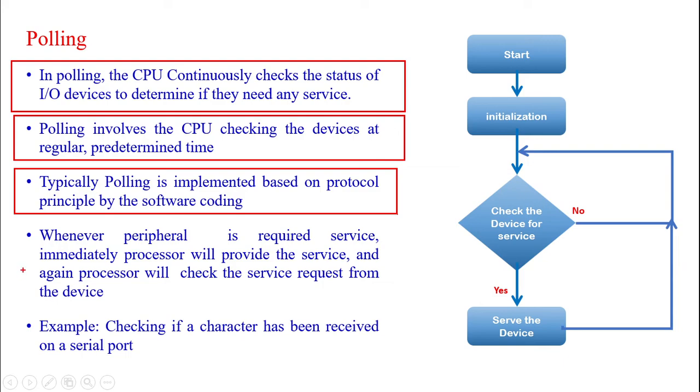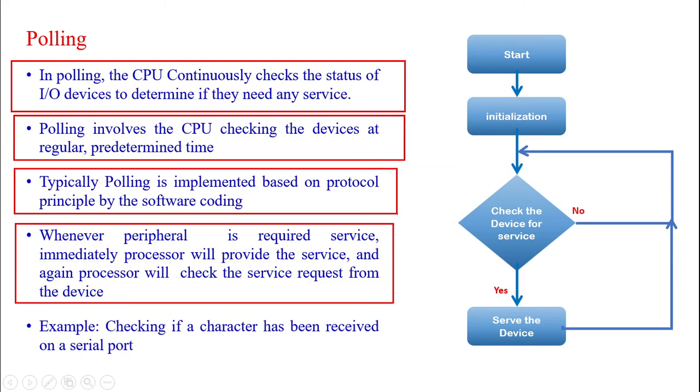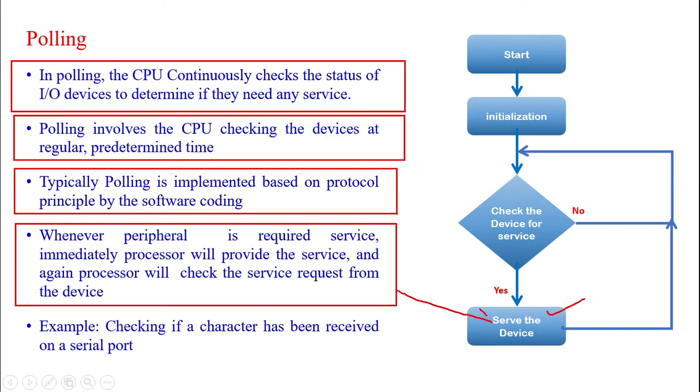So if any device or any peripheral requires a service, whenever a peripheral requires a service, immediately the processor will provide the service. This point talks about this. So whenever a peripheral requires a service, immediately the processor will provide the service, and again the processor will go and continuously monitor the peripherals. Okay, so this process is called polling.